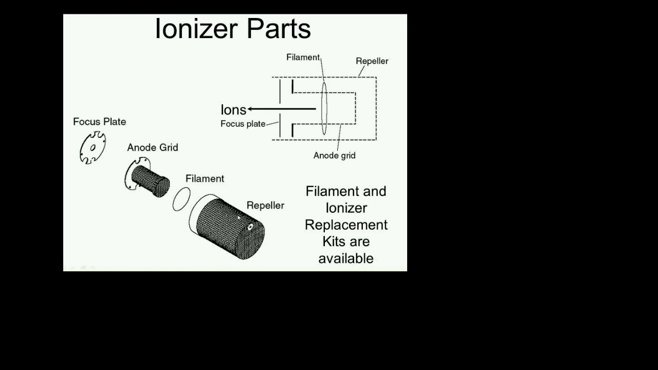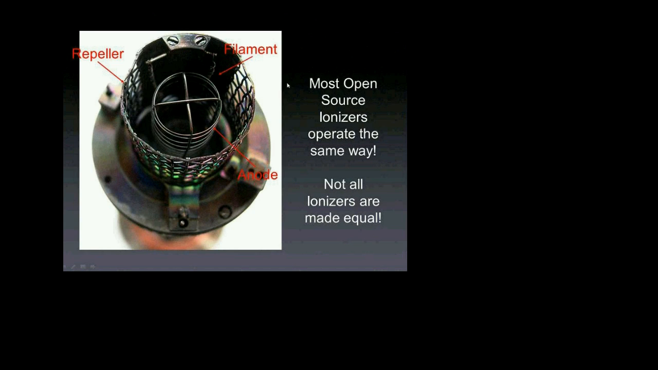And if you look at these components in 3D, here's the repeller, here's the filament, here's the anode grid, and here is the focus plate. This might change from unit to unit, but the principle of operation is always pretty much the same. So here's an example of another model where the filaments are now vertical. But here's your repeller, here's your anode grid, here's your filaments, and at the bottom there is a focus plate. You can kind of see the hole there at the bottom.